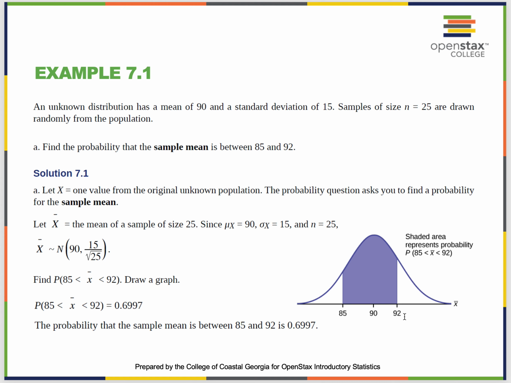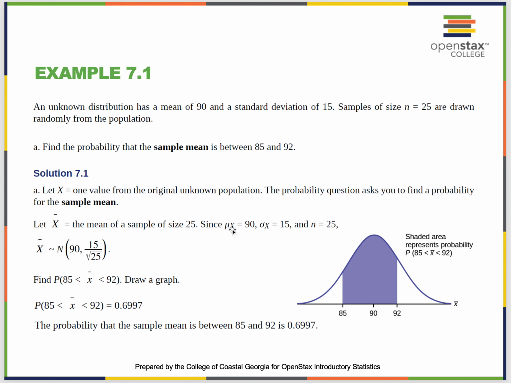So here's a problem. An unknown distribution has a mean of 90 and a standard deviation of 15. Samples of size n, 25, are drawn. Find the probability that the sample mean is between 85 and 92. Well, let x be one variable from the original known population. The probability question is asking you to find this for the sample mean. So x bar equals the sample mean of size 25.